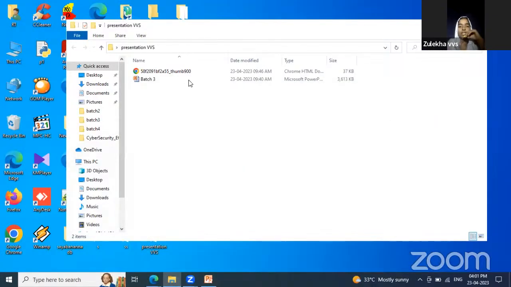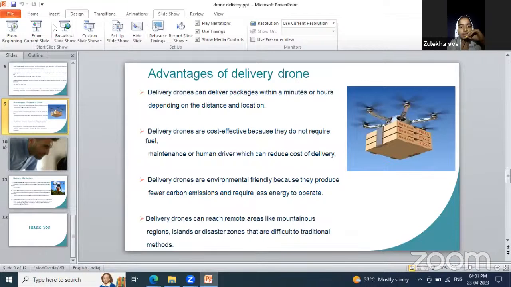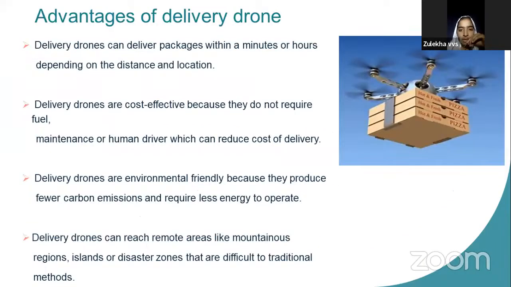As we have seen what is a drone and delivery drone and what are the components and features, let us see about the advantages of a delivery drone. A delivery drone can deliver packages within minutes or hours, depending upon the distance and location. Delivery drones can deliver the packages faster, reaching them in less time as compared to a vehicle.